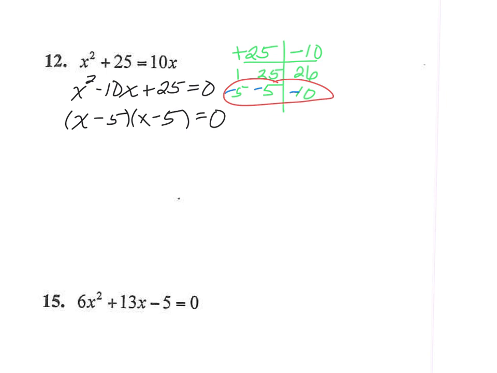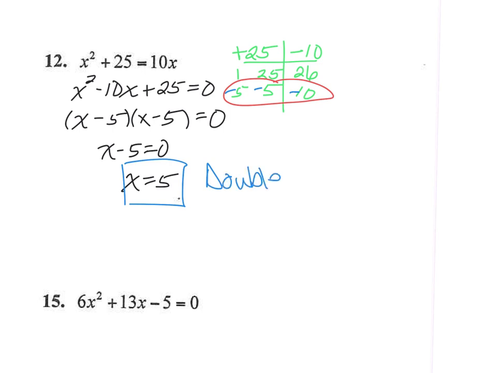Well, both binomials are the same, so you really only have to set one of them equal to 0 because they're both going to have the same solution. So that means that you only have one solution, x is equal to 5. So that means that this is called a double root. Double root meaning you have two roots, two zeros that have the same solution.